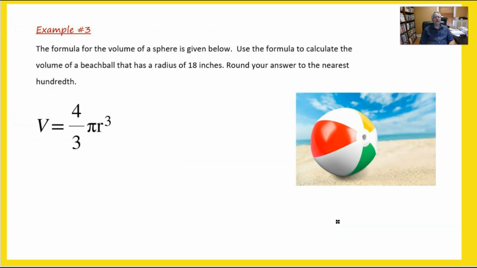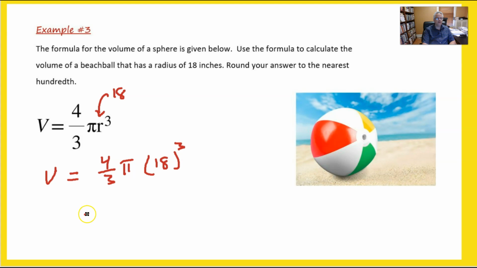Here's another one. This is a formula for the volume of a sphere. Use the formula to calculate the volume of a beach ball that has a radius 18. They told us exactly what we need to know, that the radius is 18 inches. So here's the volume. It'll be 4/3 times pi times 18 raised to the third power. We're going to get a decimal, it's okay. To enter 4/3, you just do 4 divided by 3. We're going to times that by pi, and multiply that by 18 raised to the third power.